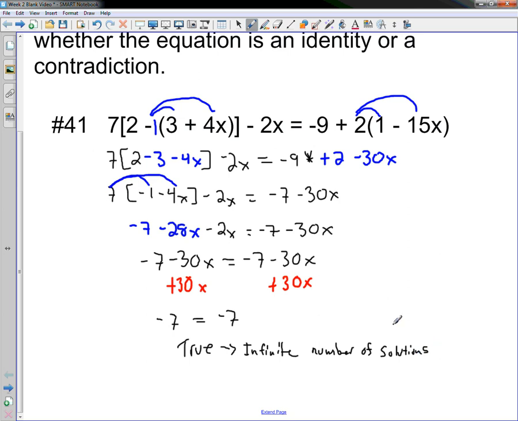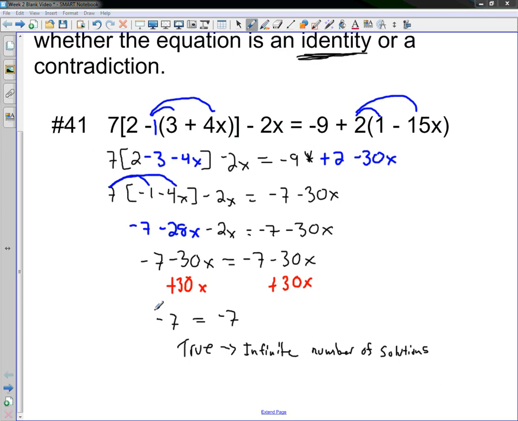So if I plugged in 6 to this, it will work. If I plug in 1 million, it will work. If you wanted to check, you could randomly pick a number and plug it in, and it should give you a true statement. What it also tells us is that this is an identity. Since we ended up with a true statement, infinite number of solutions, this is considered an identity. So that's working through solving an equation, one of your special cases.